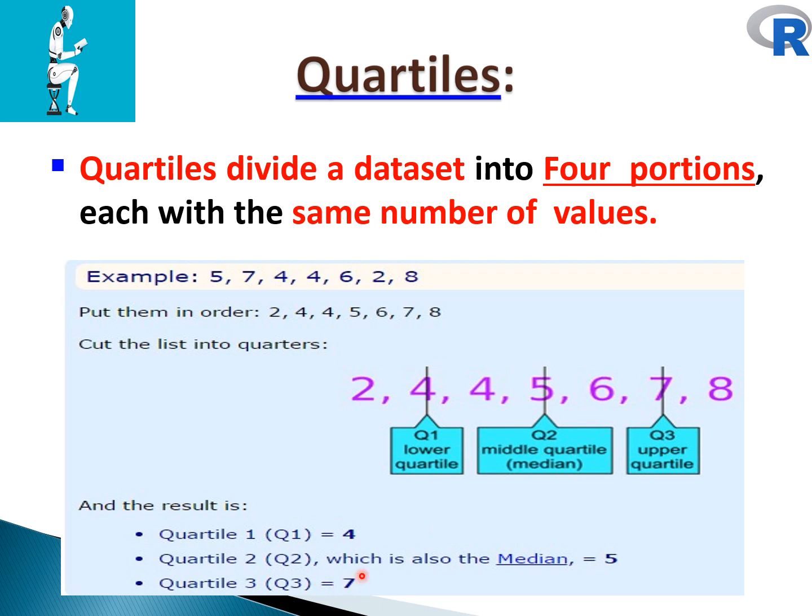In other words, we can say that 25% of the data is at 4, 50% of the data is at 5, and 75% of the data is at 7. So this is the first partition, second partition, third partition and fourth partition. So quartiles are values which divide the data into 4 equal parts.